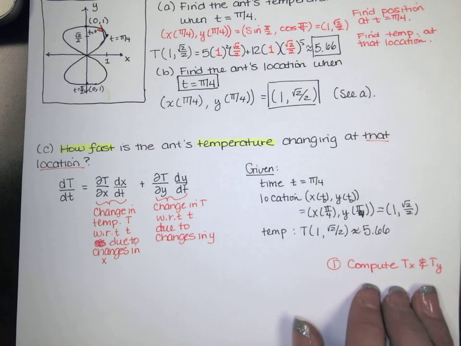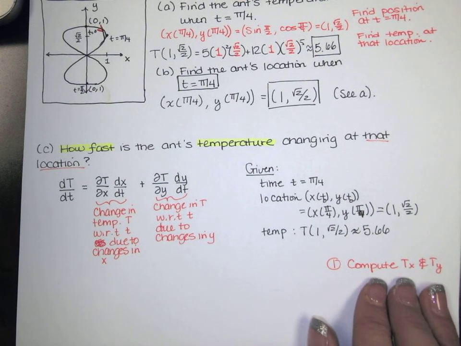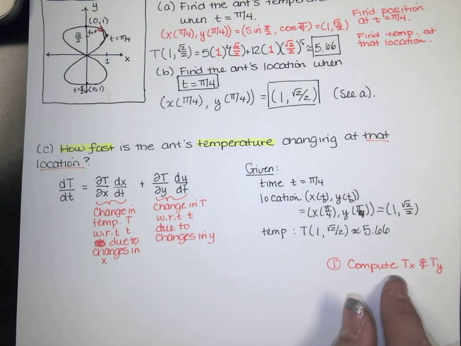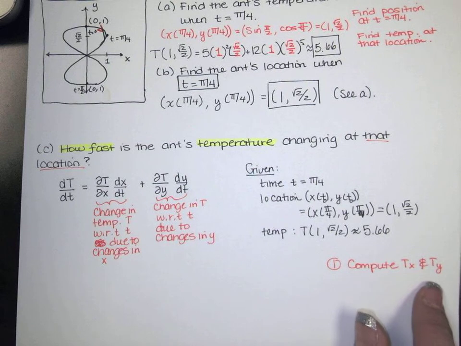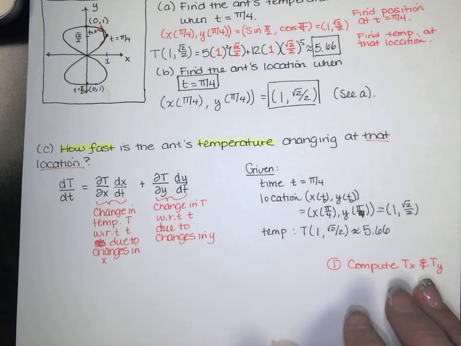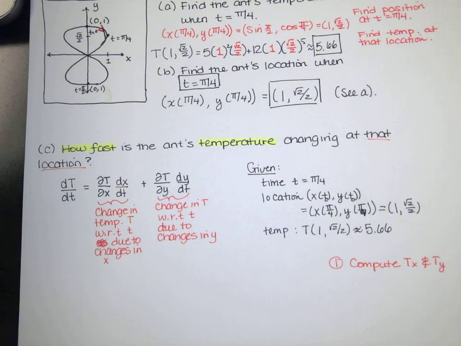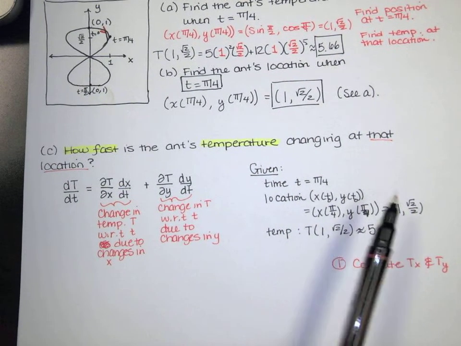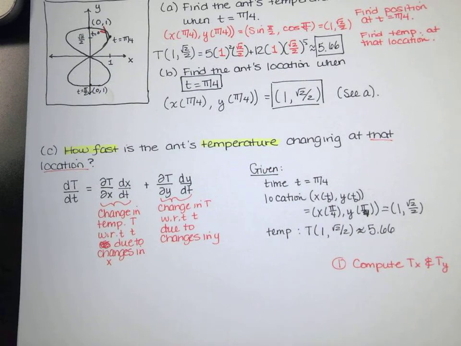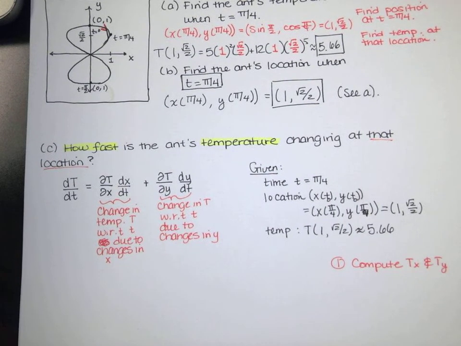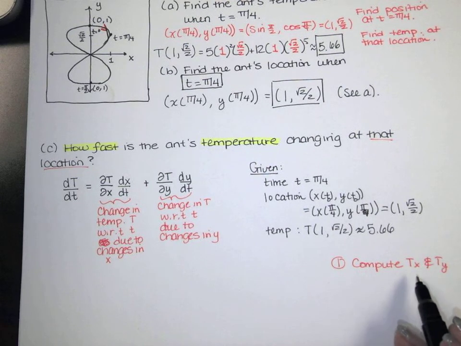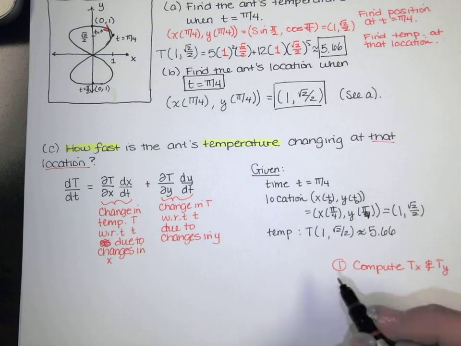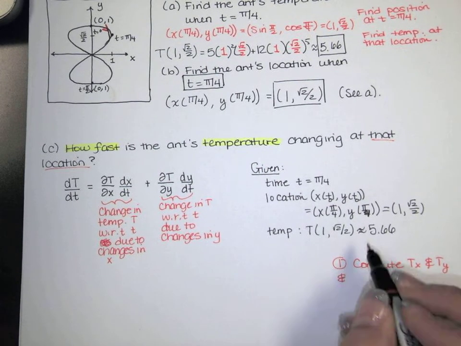And we can either find those partials of T with respect to x and y and substitute in the location, or we can find those partials, write them in terms of time, and then substitute the time. Either way, we're talking about the same location. The ant is at this location at this time, and it has this temperature. So there are lots of correct ways to do this. So let's compute these rates of change of temperature with respect to x and y, and then evaluate them at the location.